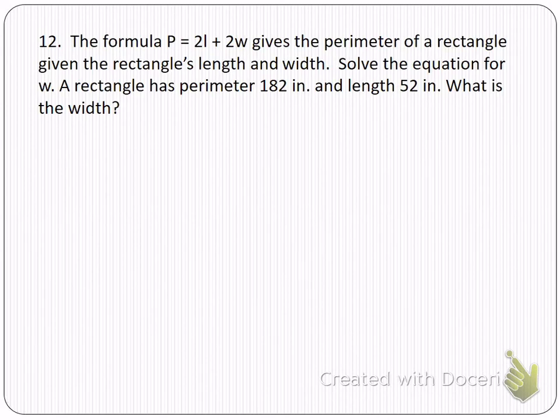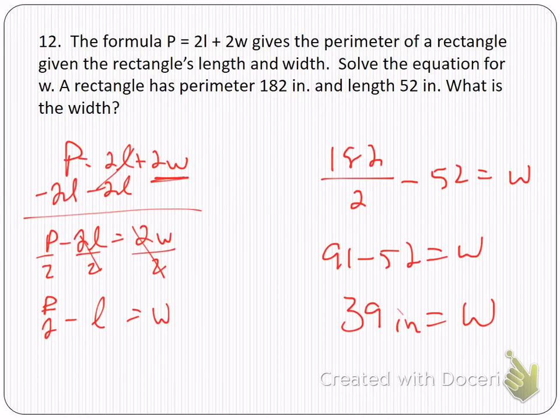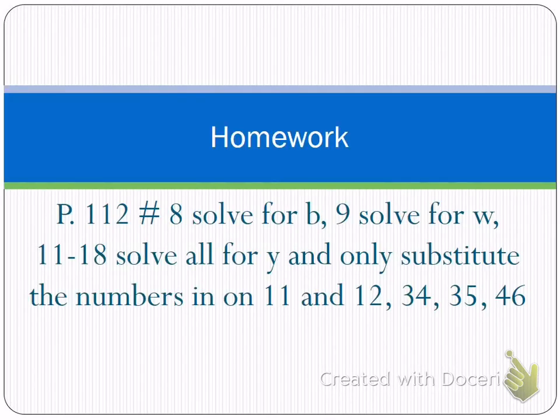The formula P equals 2L plus 2W gives the perimeter of a rectangle given the rectangle's length and width. Solve the equation for W. A rectangle has a perimeter of 182 inches and length 52 inches. What is the width? Stop the video, solve the equation for W first, plug in your numbers, and see what you get. You can start the video back up and see if you're right. And there you go. The width is 39 inches. Did you get that? If not, again, come find me, and we'll definitely walk through it together. Okay? All right. And that's it.